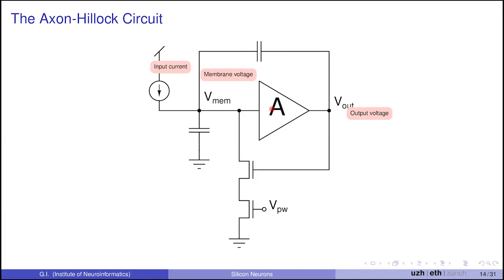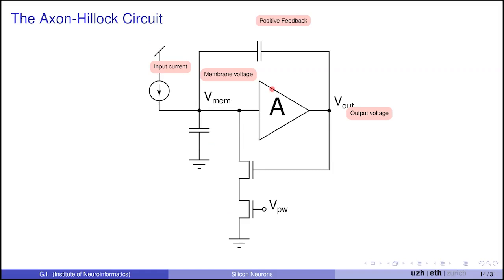When Vmem crosses the threshold of the amplifier here, the output will go from one rail to the other rail, from 0 to VDD. That will then turn on this transistor completely, which will activate this pathway, which will allow the capacitor to discharge if the current flowing through this pathway is larger than the current coming in. So if we have a small input current and a large discharge current, after the neuron spikes, after Vmem reaches threshold and Vout goes up, Vmem will start to go down again.